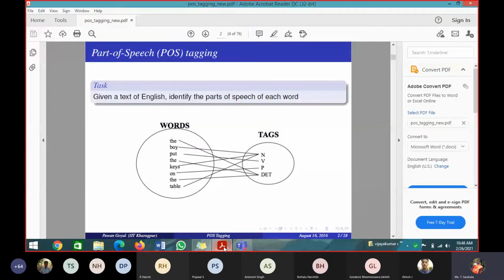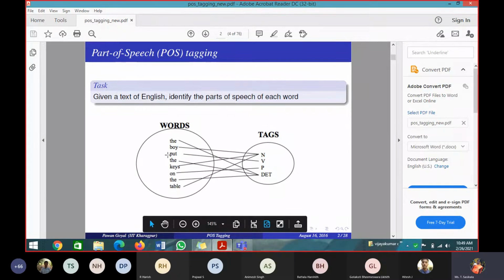For example, take the sentence: the boy put the key on the table. What type of word is each? Boy may be a noun, put can be a verb, the can be a determiner, key can be a noun, on can be a preposition, the again a determiner, table a noun.